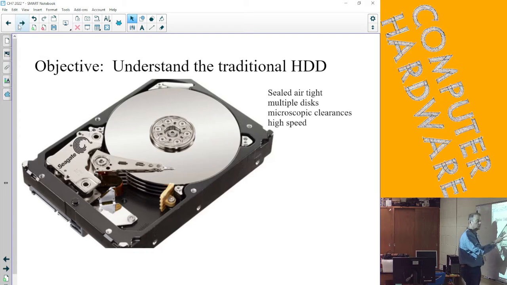This is multiple discs, and each one of these has the ability to read on the top and the bottom of every single one of those. We're going to watch a little video of what I'm talking about when I say microscopic clearances. And these rotate at really high speeds. The faster they rotate, the faster they can get data off of them, because this goes across here, all in unison. This whole seeker head goes together, and the data has to go underneath that to be read. So the faster this goes around underneath that, the faster it can read the data.